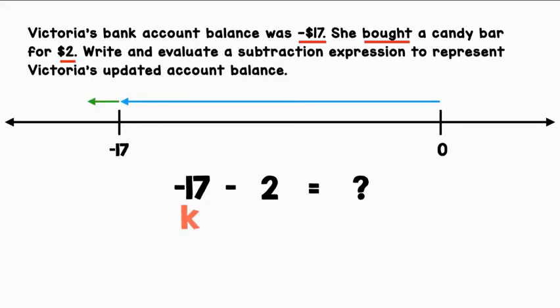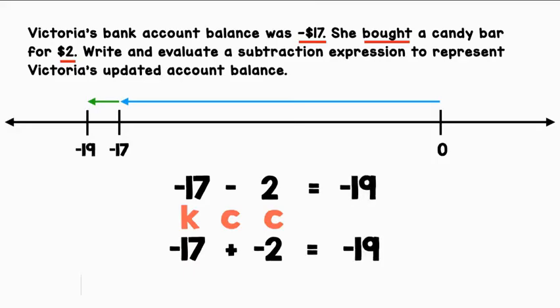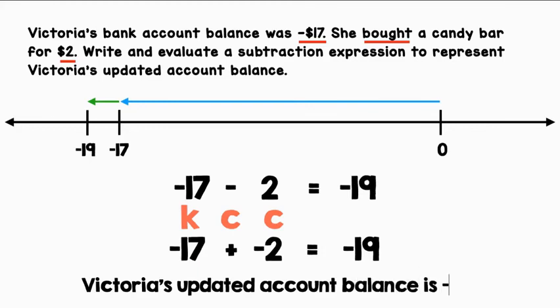Let's keep the -17, change subtraction to addition, and change +2 to -2. -17 plus -2 equals -19. Victoria's updated account balance is -$19.